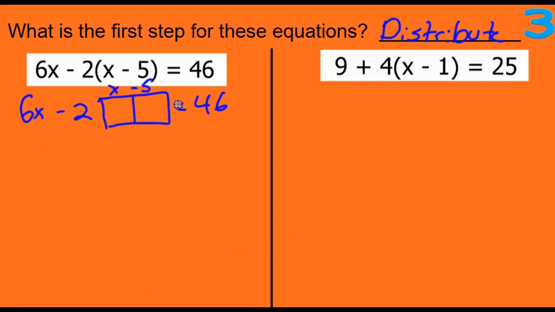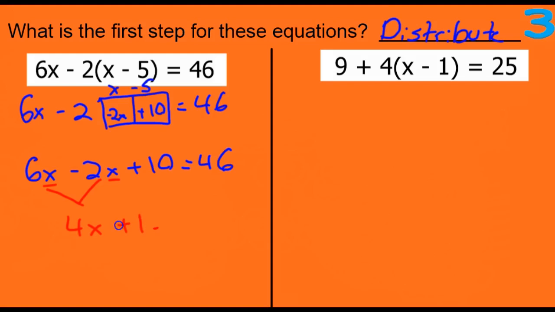equals 46. So we have negative 2 times x, which gives me negative 2x, and negative 2 times negative 5, which is positive 10. So our new equation looks like 6x minus 2x plus 10 equals 46. Now I see that I have two x's in my problem, so I can combine those. That'll be my second step. So get 4x plus 10 equals 46.